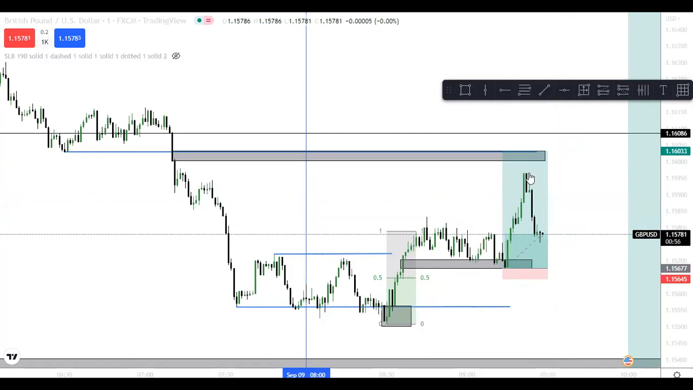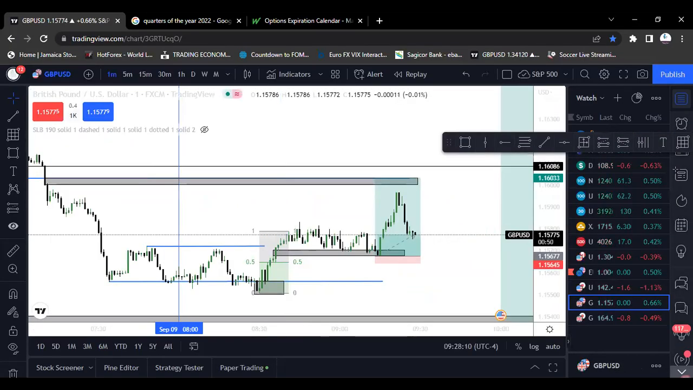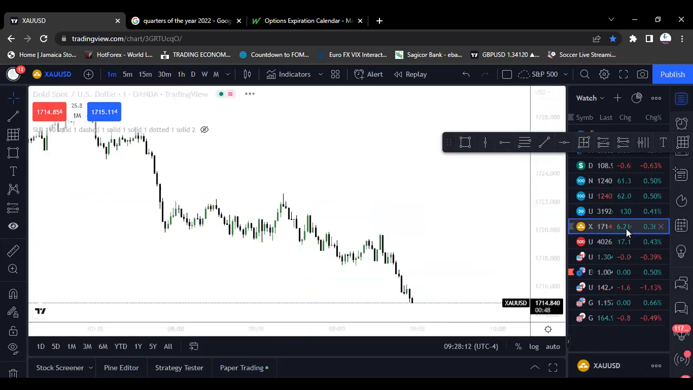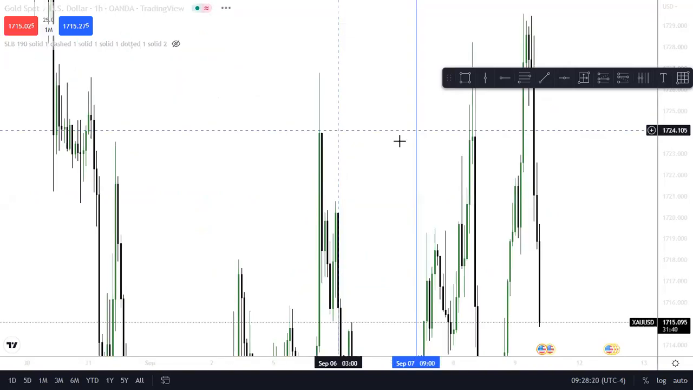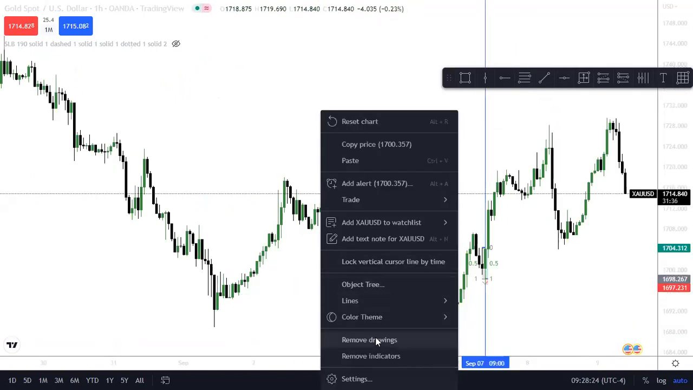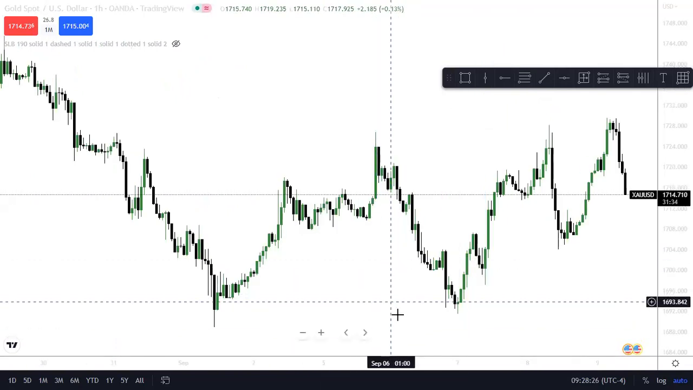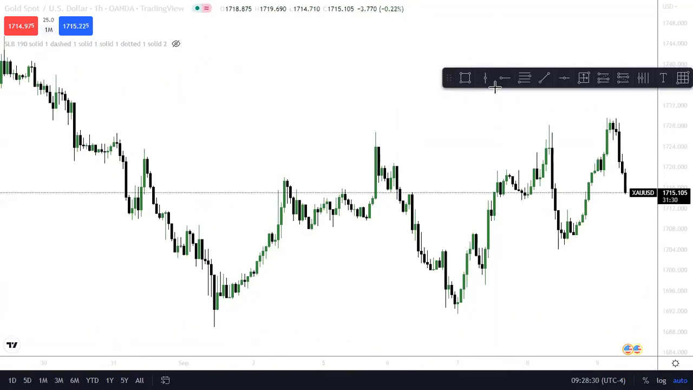Gold next. Gold is the next suggestion. Do I have gold on? I do. Same process. H1. Bam. Clear all drawings. Reset the chart. So it goes there. So H1 range.